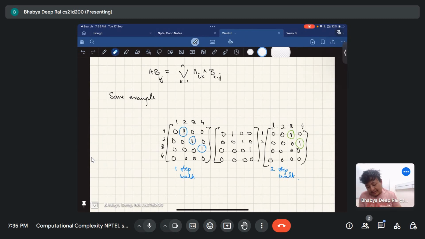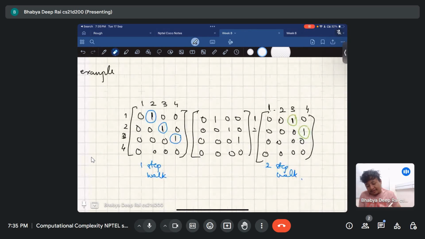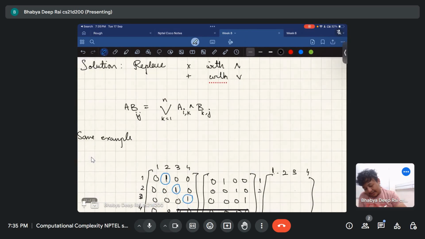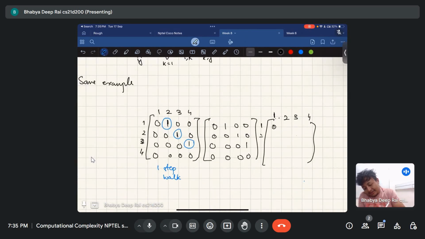Same example. Now you have this one step walk. Now what happens in the two step walk? Let's see. Can you have 1 2 3 4 1 2 3 4? Now we are doing ands of ors. Okay. So now this guy, what are we doing? We are doing ands. Ands. Okay, so ands will be 0 only here.